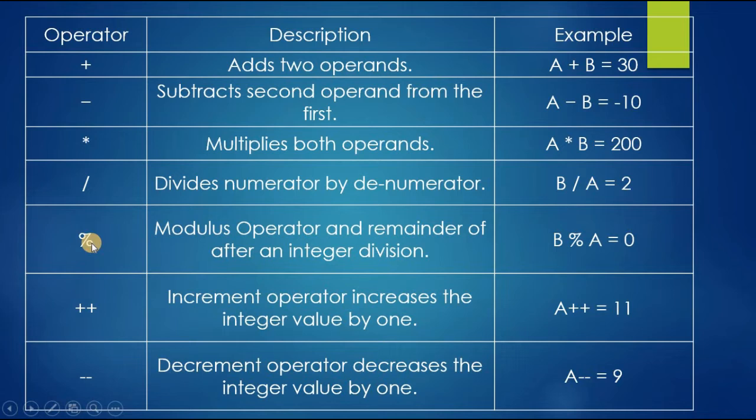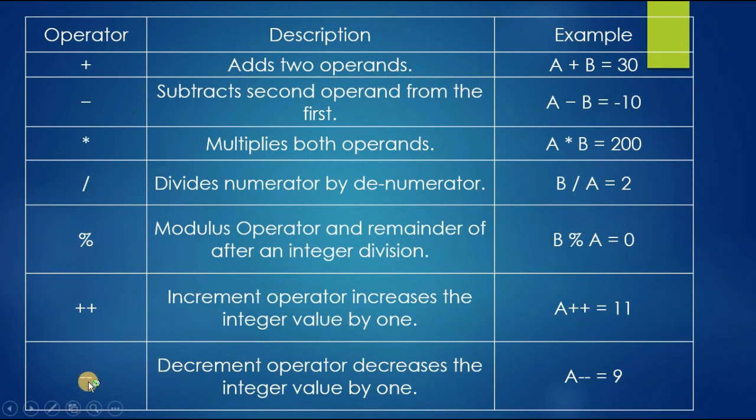The next operator is the modulus operator. The modulus operator gives the remainder after an integer division. b modulus a is equal to 0. Next one is the increment operator, which is denoted by the double plus symbol. The increment operator increases the integer value by 1. Example: a plus plus gives 11, because we assumed that a is 10, which is increased by 1, so we get a value of 11.